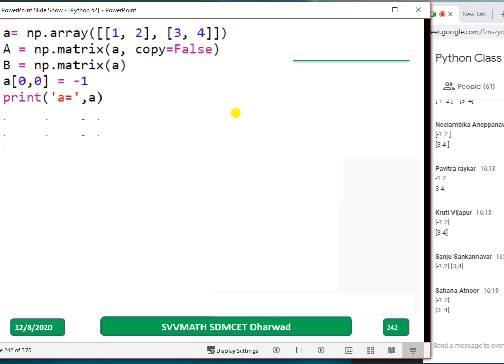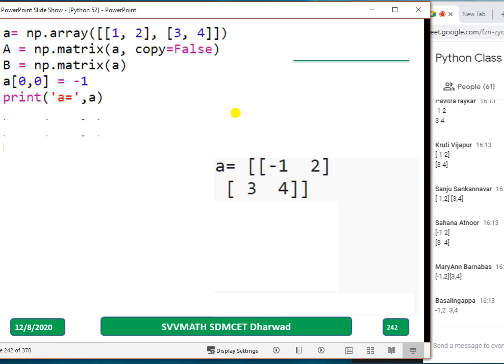Very good. Let me show you the answer. Whether right or wrong, you can check it. All the students have written the same answer. Basalingappa also got the same answer. Thank you. Let me show you another. Print A. Now it is a capital A. Now you can type the answer. Maybe right or wrong, whatever you are getting in your mind, type it so that when I show you the answer, you can remember it.